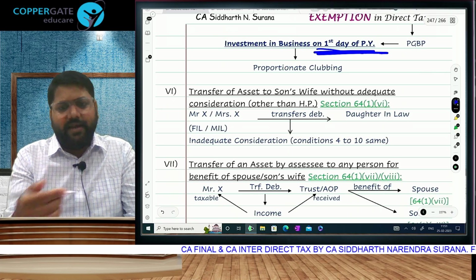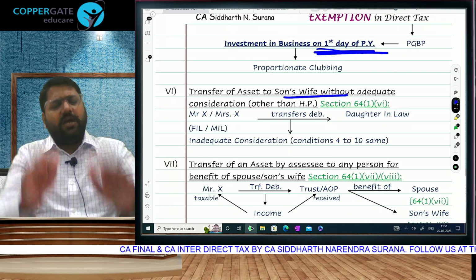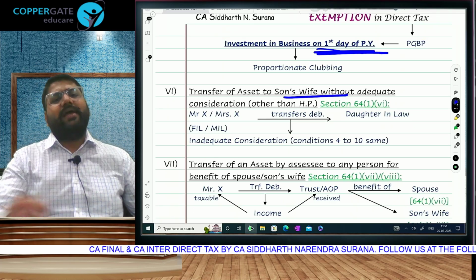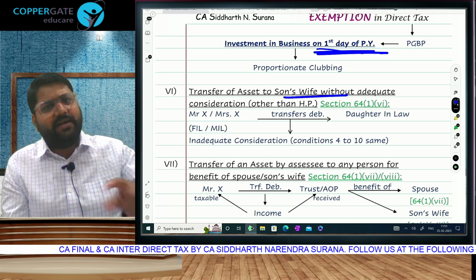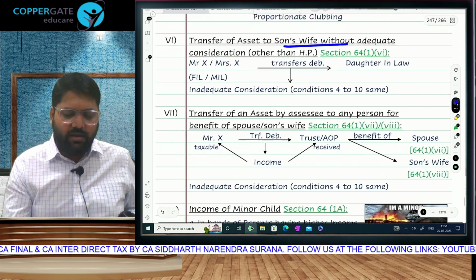If you transfer your asset to your son's wife without adequate consideration, then the same conditions and all points are the same, except that there cannot be any agreement to live apart. You cannot divorce your daughter-in-law. Apart from that, all other points are going to be the same.